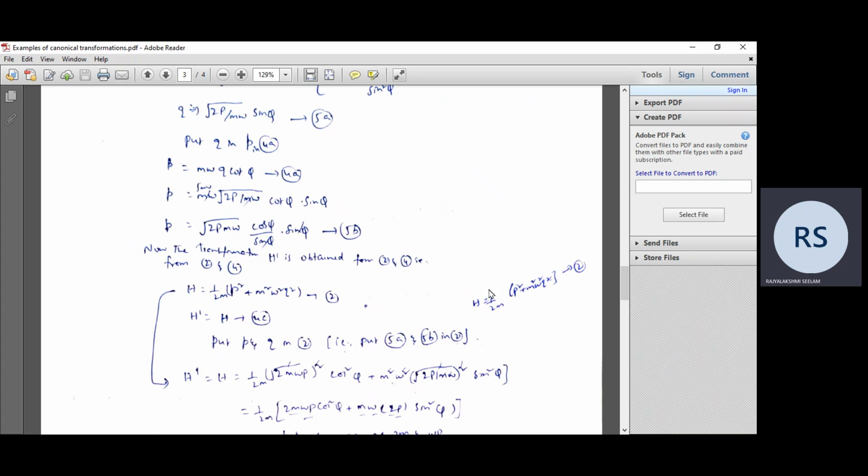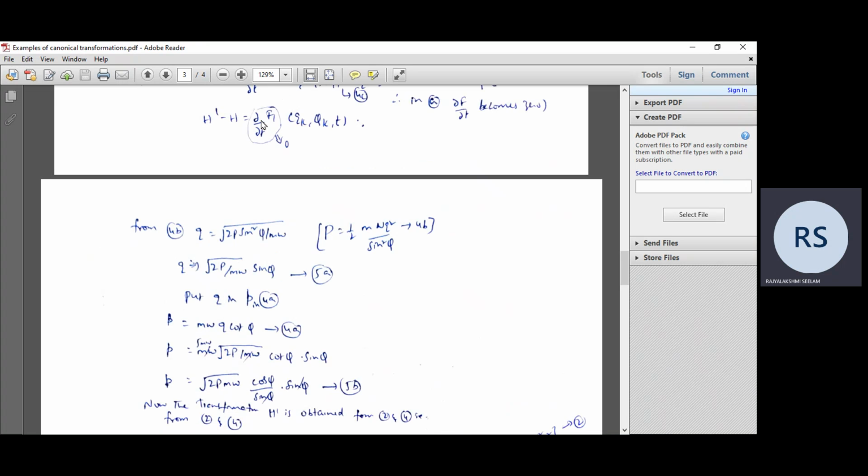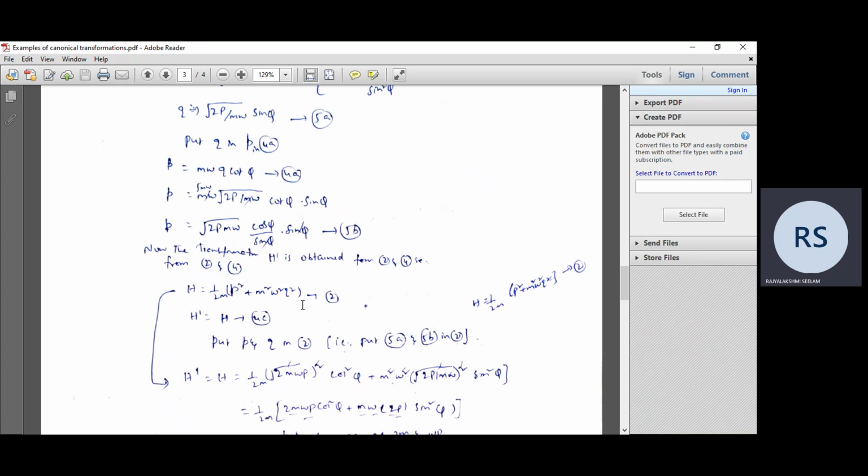So here we have equation number 2, H equals 1 by 2m into (P square plus m square omega square Q square). And in equation number 4 we have P. So we need the transformation H dash. H dash equals H, because here these terms become 0. Let us substitute P and Q.